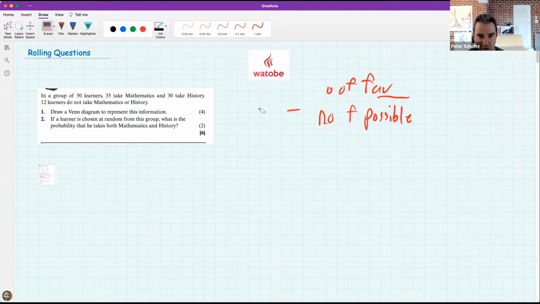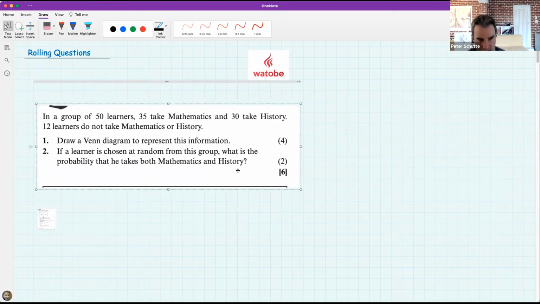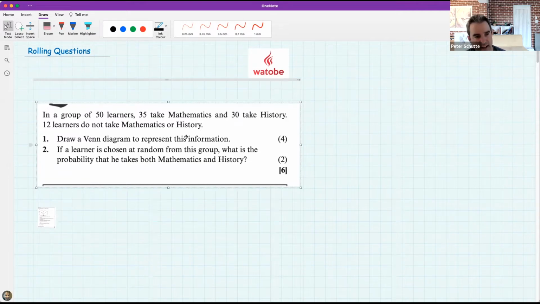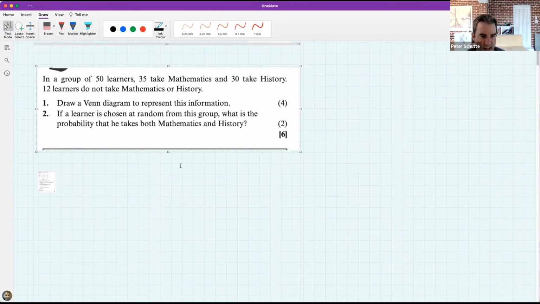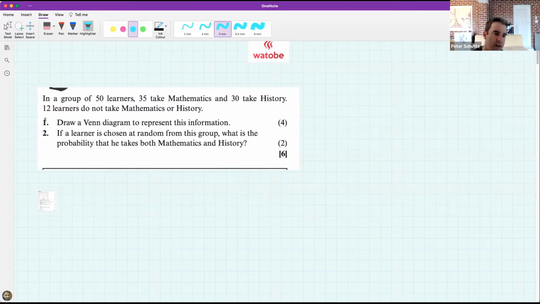Now, what I would like to do is start by trying this question, which is quite similar to something we did in the last lesson. I want us to try and draw the Venn diagram for this first, and once you've drawn it, say done in the chat. So let's start with the Venn diagram, and then we'll do the probability calculation after that.